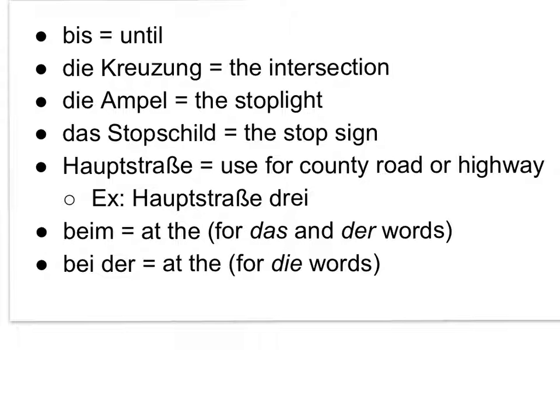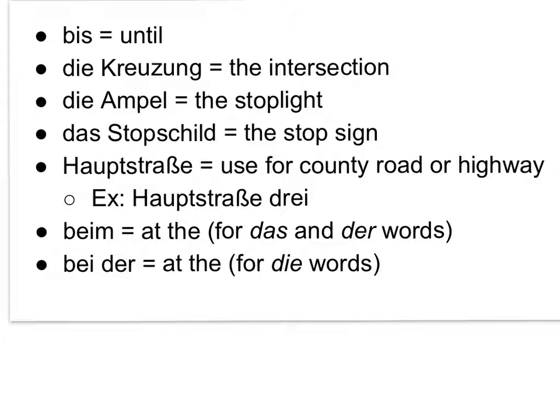Everybody try that one: die Kreuzung. Stoplight is the word die Ampel. Try it. Die Ampel. So you could also say go straight to the stoplight, or go straight to the stop sign. Try that: das Stoppschild. Not "stop shield," but Stopp. Stoppschild. It's not "stop child."